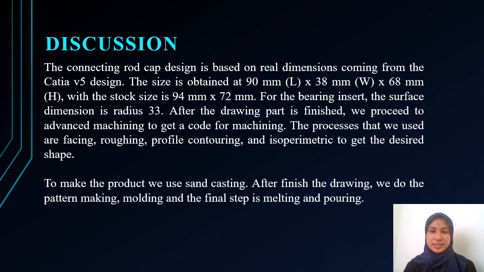For the bearing insert, the surface dimension is reduced by 33. After the drawing part is finished, we proceed to advanced machining to get the code for machining. The processes that we use are facing, roughing, profile contouring, and isoparametric to get the desired shape. To make the product, we use sand casting. After finishing the drawing, we do the pattern making, molding, and the final step is melting and pouring.